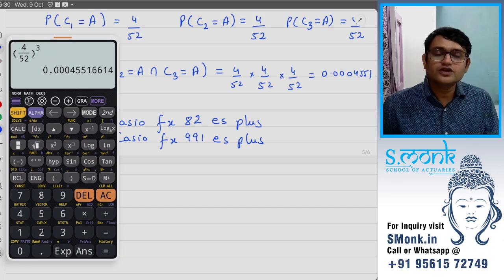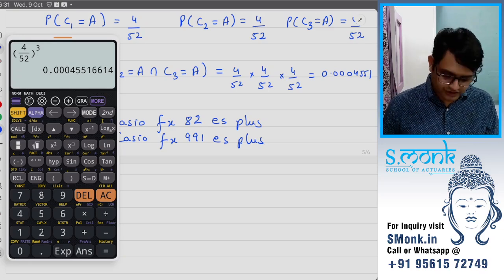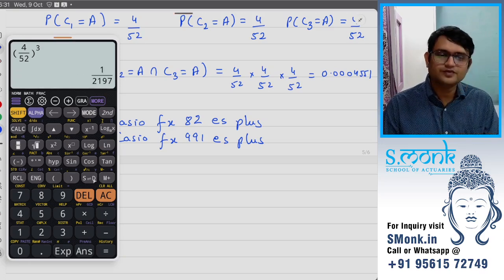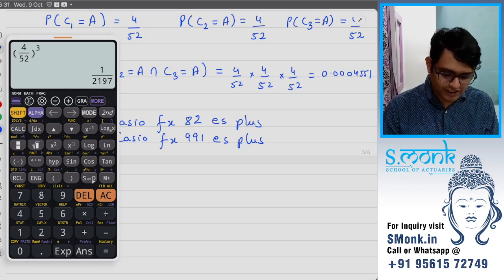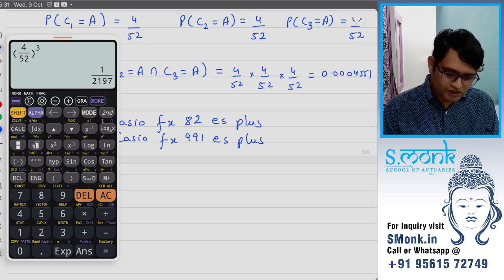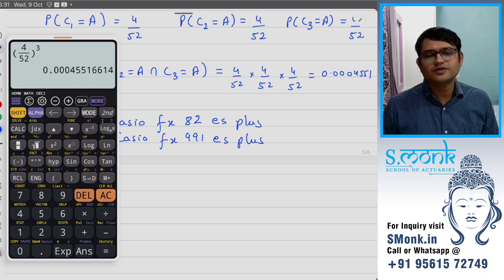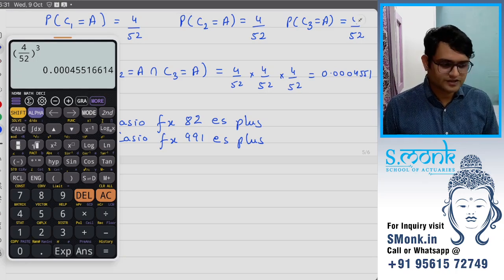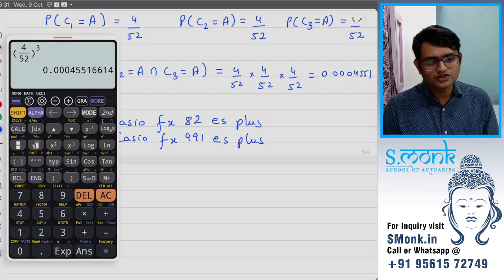Now in your physical calculator, you will find that the answer is given in terms of fractions. This is how the answer would be given. 1 by 2197. If you want to convert your answer into decimal, there is this key SD above your del. You press that button, your fraction will convert into decimal. You press it again, it converts back into fraction. So this button converts your answer from decimal to fraction, fraction to decimal. Depending on what you need, you will use that.